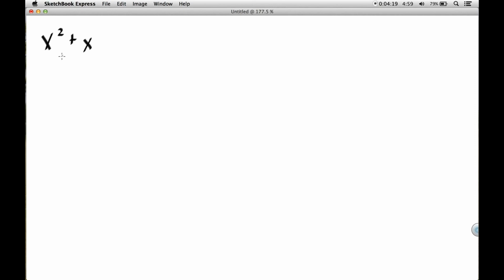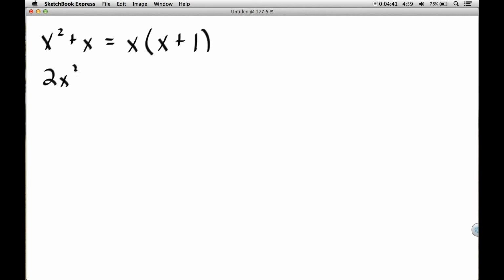Well, this is pretty basic. X squared plus x, we know we can factor out an x. And x times what equals x squared? X times x equals x squared. X times what equals x? X times 1. So we factor this to x times x plus 1.